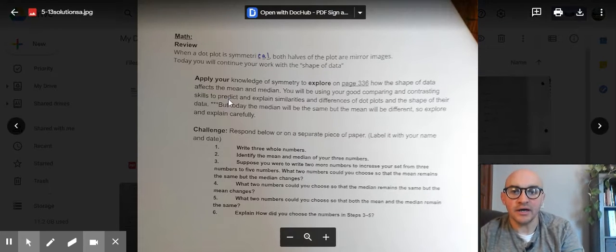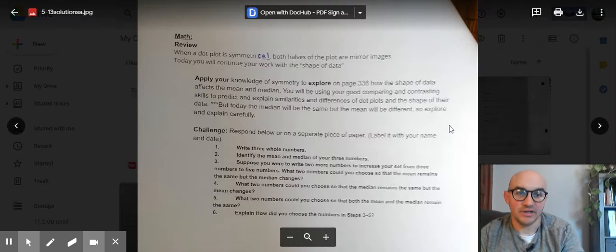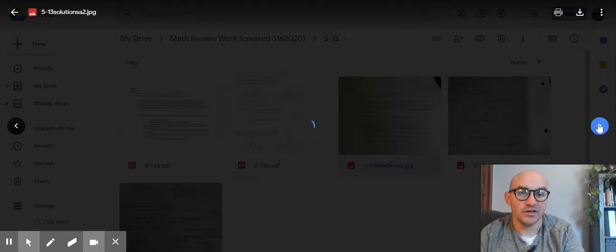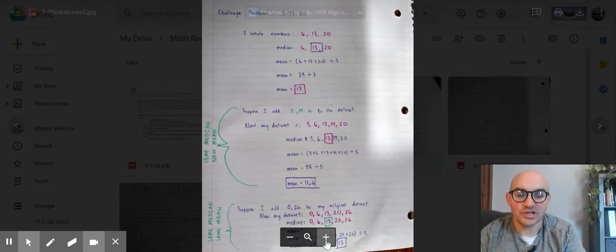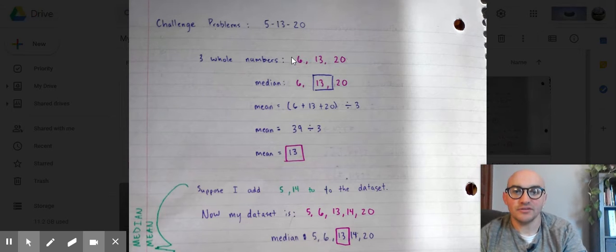So on this video, I'm going to go through the challenge problems here, and I did these on a separate sheet. So you can see each one of these numbers here is just a step for our challenge problems. I'll take you to where I completed these. So the first step of our challenge problems for today was to just create a set of three whole numbers.